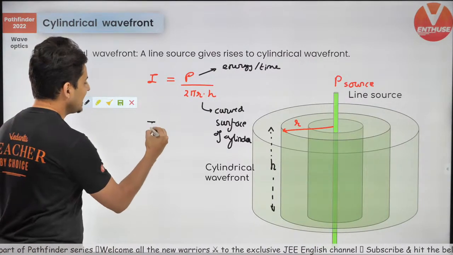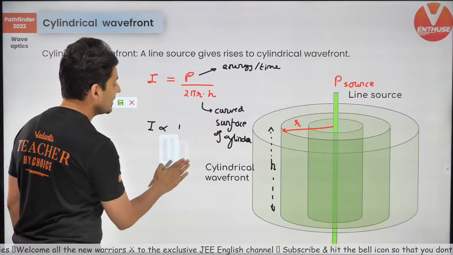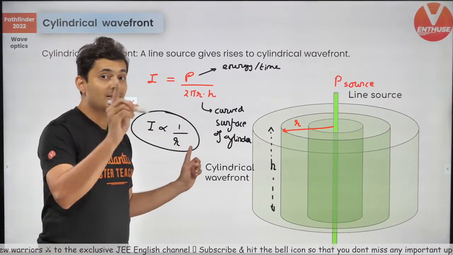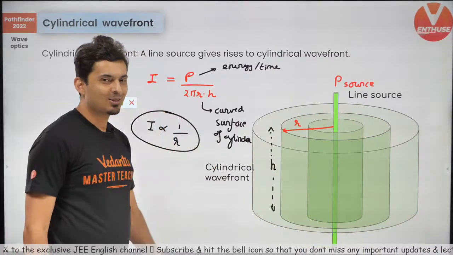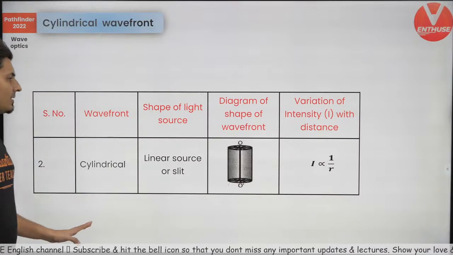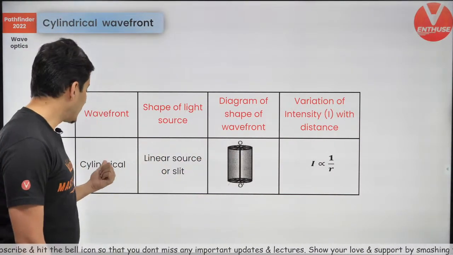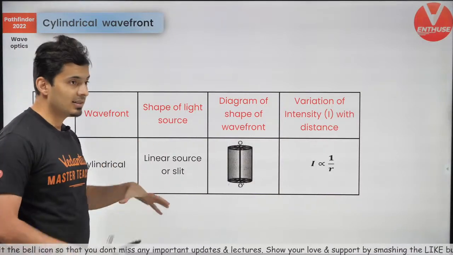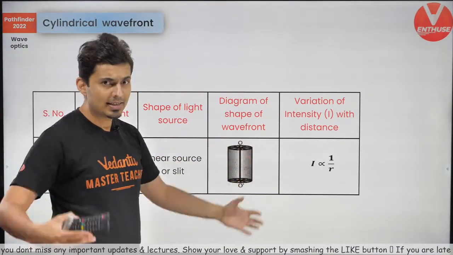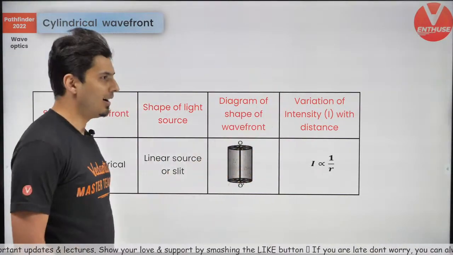So this intensity, now you can see, is inversely proportional to... no, it is just r. Okay, very, very important. It's just inversely proportional to r. For spherical, it was 1 by r square. So let's see the final outcome. For a linear source or a cylindrical source, the wavefronts are also cylindrical and they look like expanding cylinders, and the intensity is inversely proportional to r.